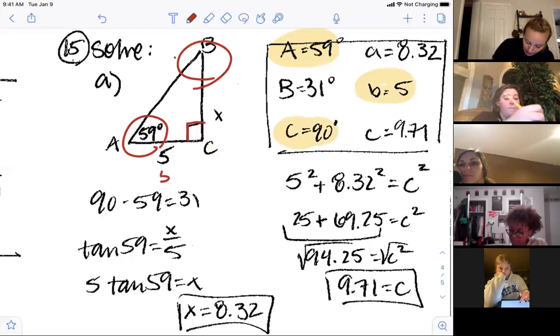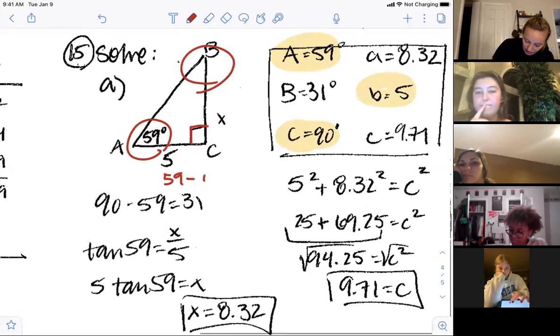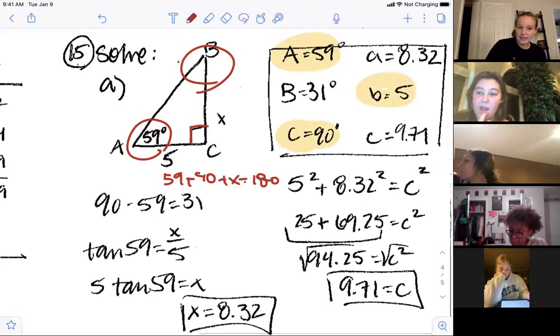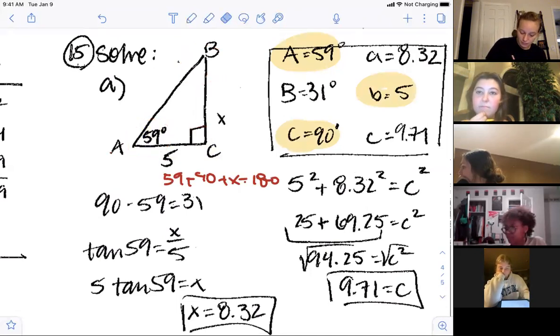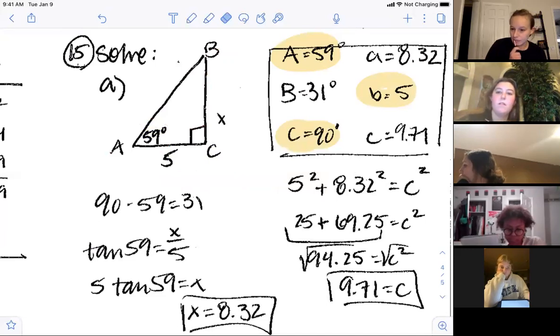If you remember back in geometry, we would do 59 plus 90 plus X equals 180, and then we could find X. Here, we can just remember that it's a simple 90 minus 59 equals this missing angle. Do we remember that? Are we good on that?